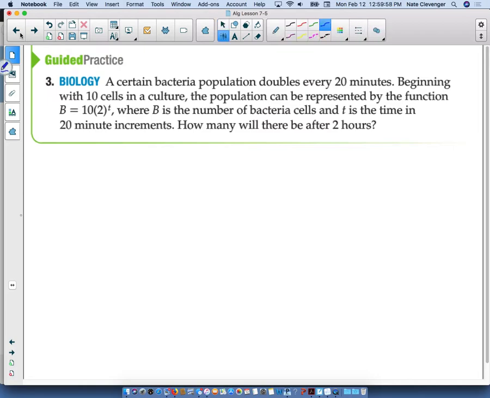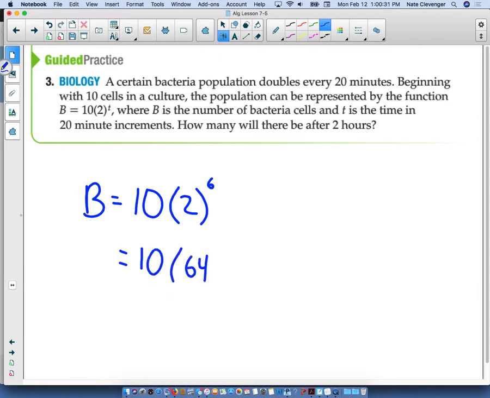So how many 20-minute increments are there in 2 hours? How many 20-minute increments are in 1 hour? 3. So in 2 hours would be 6. So we're going to plug in 6 for our T. 2 to the 6th, what is that? 2 to the 5th is 32, so 2 to the 6th would be 64. So the number of bacteria is 640 after 2 hours.